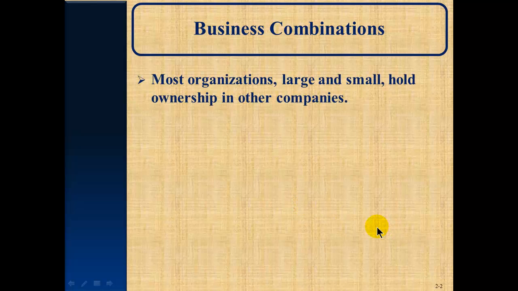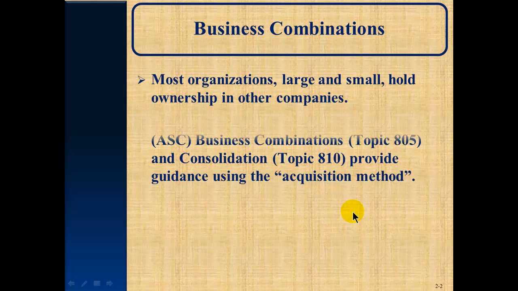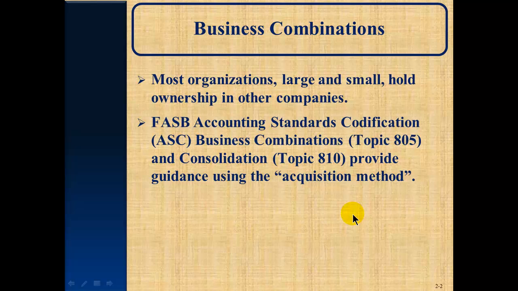Business combinations. Most organizations, large and small, hold some ownership in another company. It's very common. And you have two codification topics on this, 805 and 810, that give us the guidance. And we'll talk about the acquisition method. And you guys, thankfully, have not had to learn the prior methods.